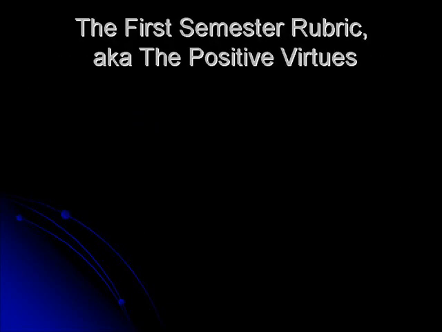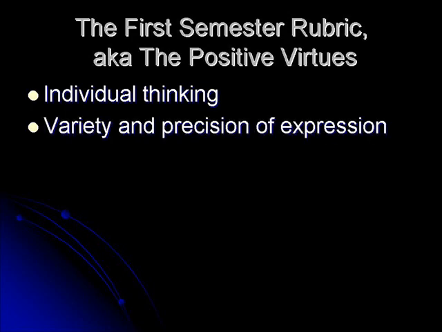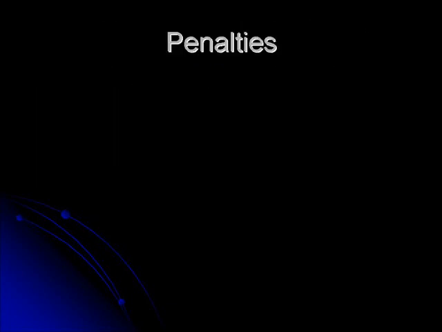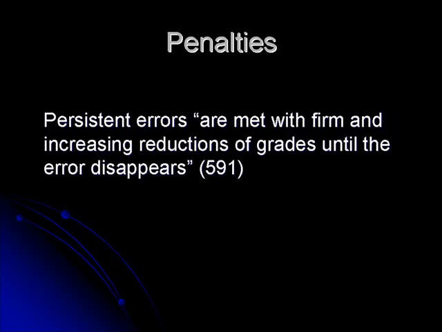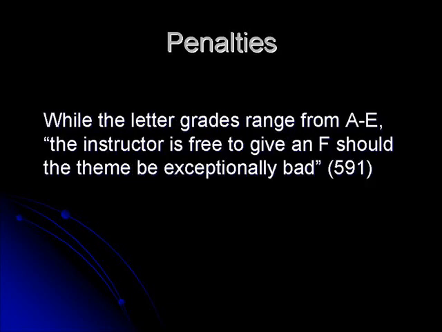The first semester rubric, also known as the positive virtues, were as follows: individual thinking, variety and precision of expression, a sense of form. The penalties: tardy assignments lowered 1 letter grade. Persistent errors are met with firm and increasing reductions of grades until the error disappears. While the letter grades range from A to E, the instructor is free to give an F should the theme be exceptionally bad.